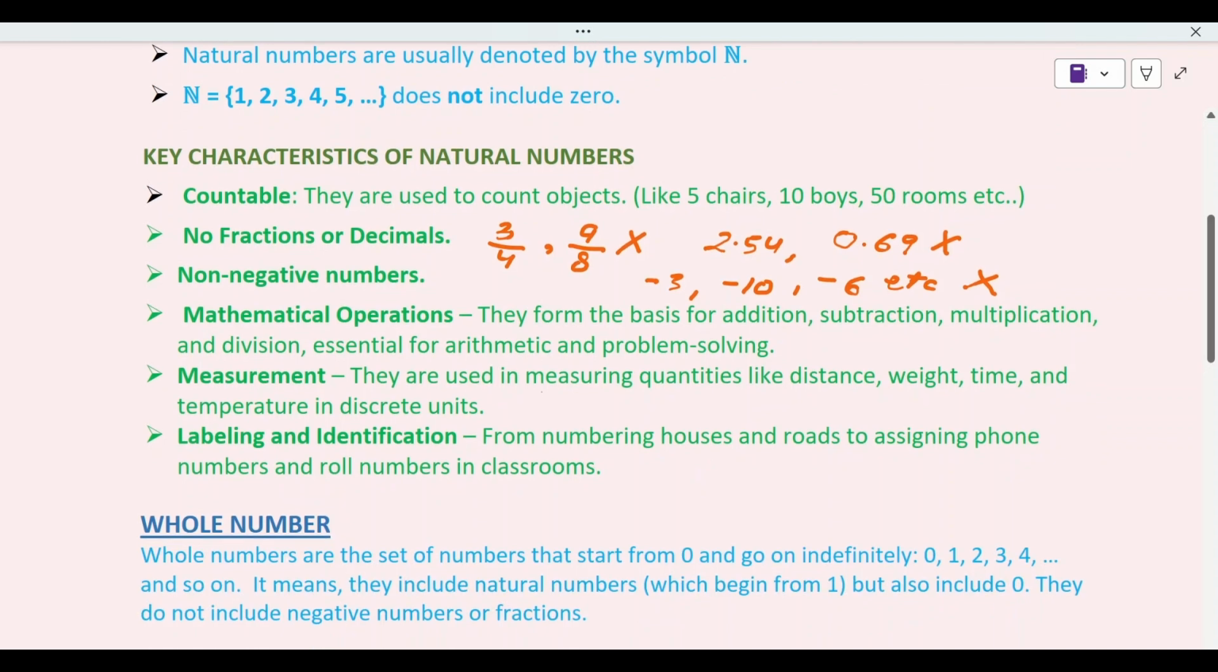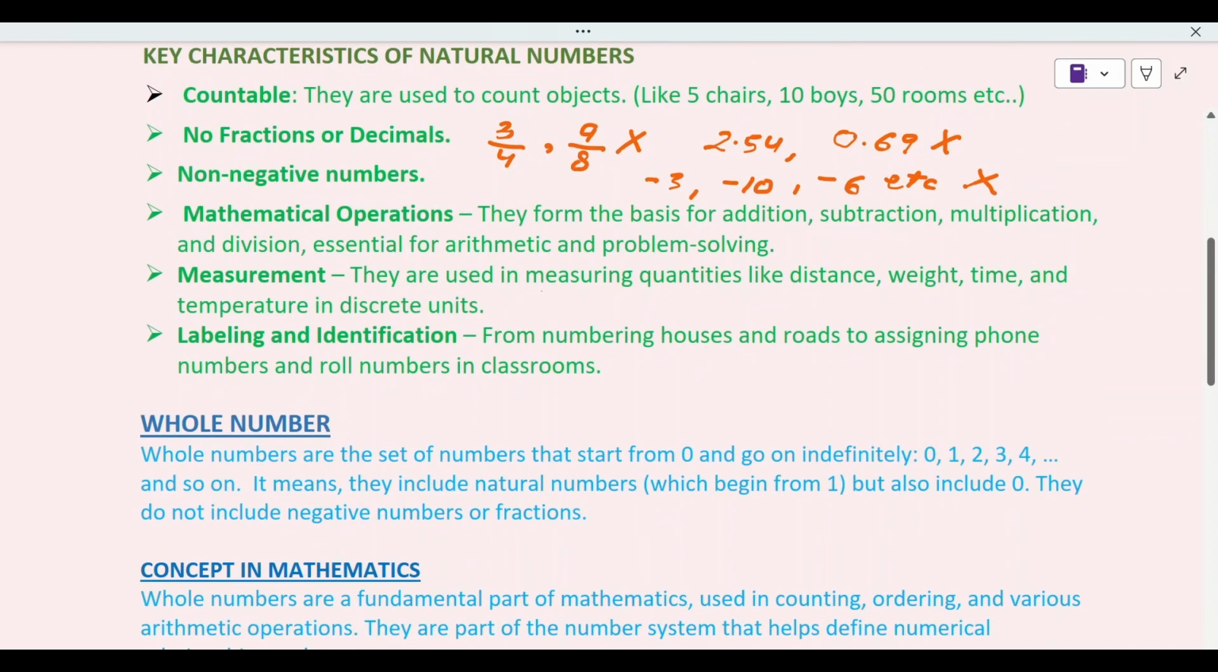Going forward, we have another component of the number system, which is the whole number. Whole numbers are the set of numbers that start from 0 and go on indefinitely, like natural numbers: 0, 1, 2, 3, 4, and so on. They include natural numbers, which begin from 1, but also include 0. They do not include negative numbers or fractions.